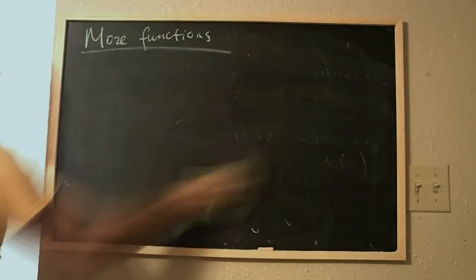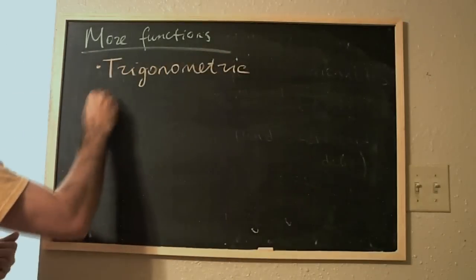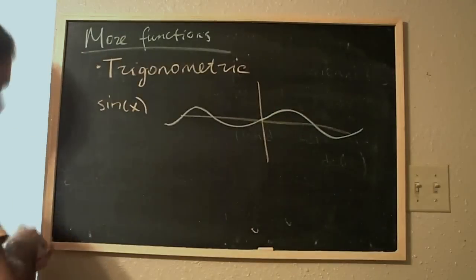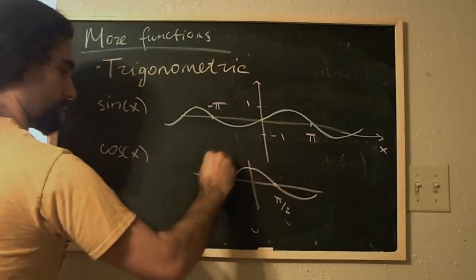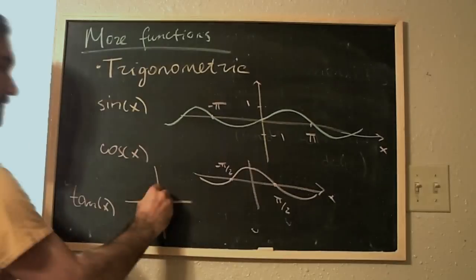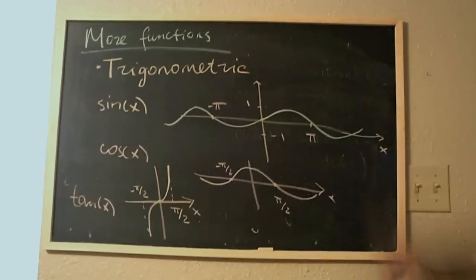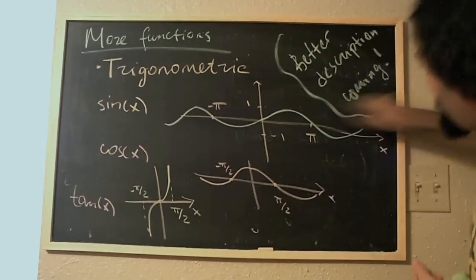Trigonometric functions, probably the student's most favorite kind. Things like sin x, cosine x, and tan x, they come from the ratios of sides of triangle, hence the name trigonometric. Trigon means triangle, but there is a better description, which I'll give in a different video.